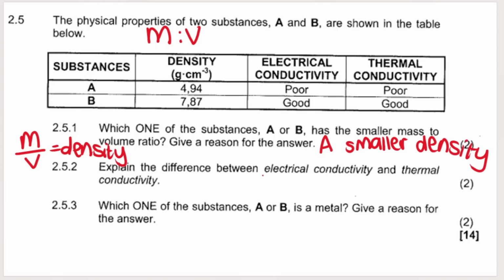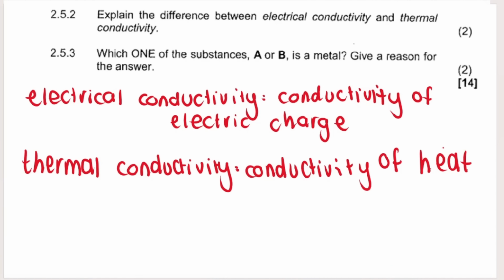Explain the difference between electrical conductivity and thermal conductivity. Now, as soon as you see electrical, you need to know, okay, cool, electrical conductivity is current, it's charge. So electrical conductivity is the conduction of electric charge or electric current. If you see thermal, you need to think heat. So thermal conductivity is the conduction of heat. In questions like this in physics and chemistry, when they say explain the difference between, and they give you 2 things, you need to give me an explanation for both. You need to compare them.